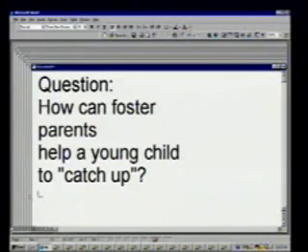How can foster parents help a young child to catch up? I'm kind of guessing at the meaning of that question.